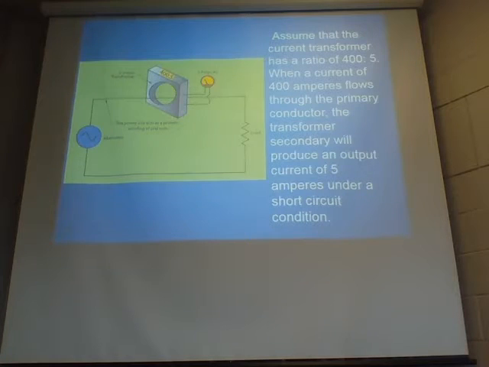Assume that the current transformer has a ratio of 400 to 5. When a current of 400 amps flows through the primary conductor, so you have 400 amps flowing out here in this circuit through that conductor, the transformer secondary will produce an output current of 5 amps under short circuit.